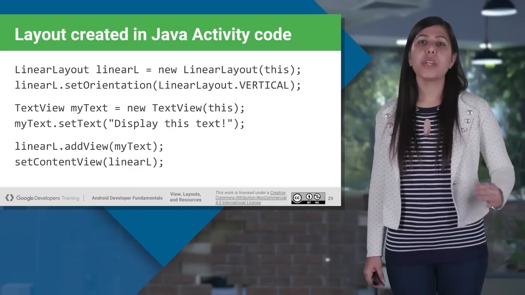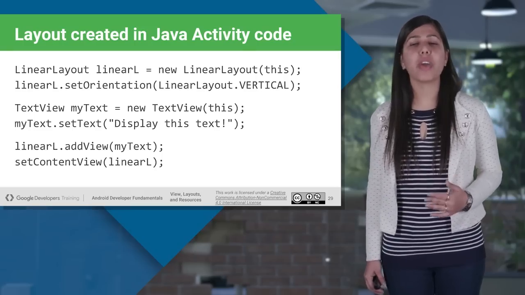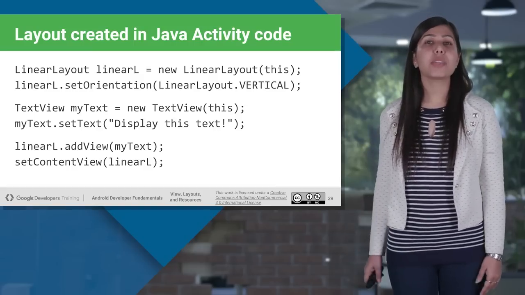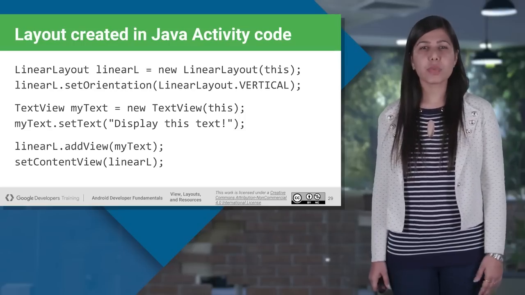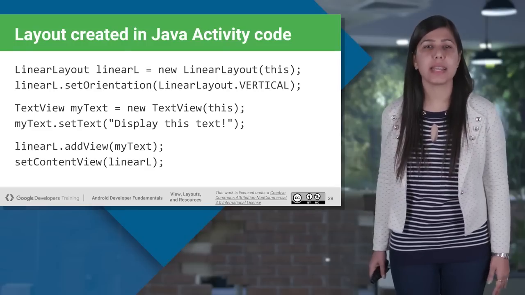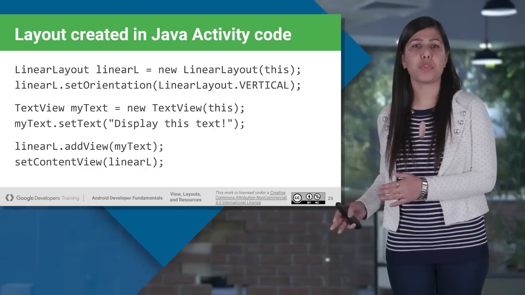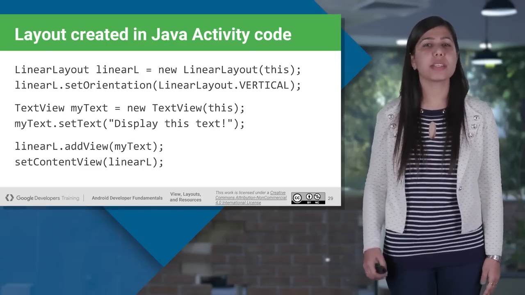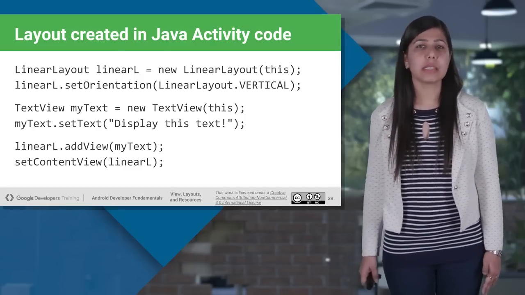Next, we want a view object, that is a text view. So we create a text view object and specify the context for this particular activity. We now need to set a text on the text view. This is how we define it. Next, we have to add this text view inside our linear layout. With the help of the add view method, we add this myText object into the linear layout. At the end, we call setContentView, which is an activity method, and put the linear layout inside it.